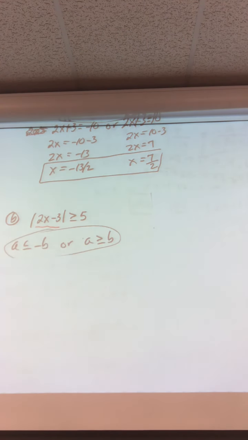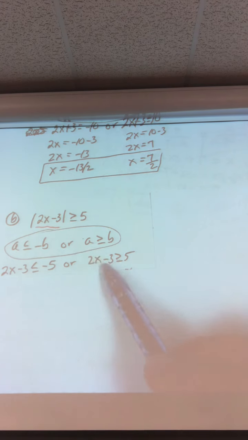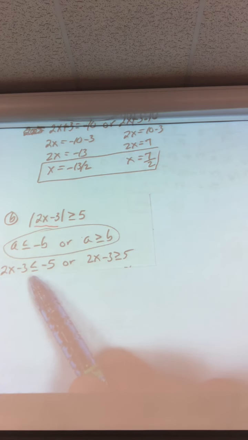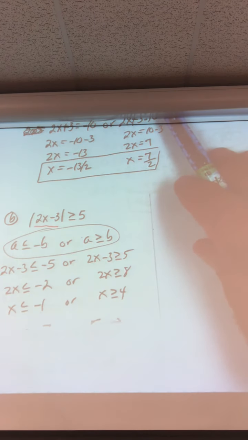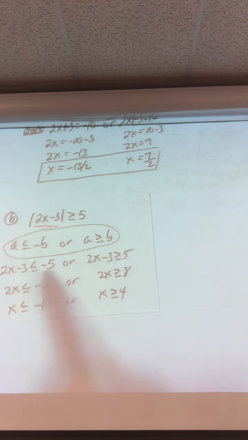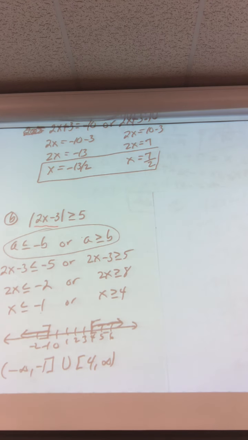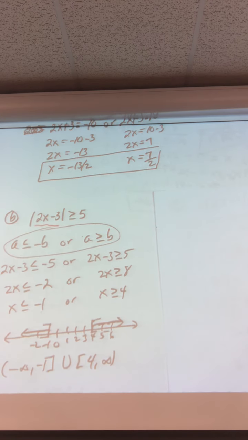Go back to your videos to see where these formulas come from. Now replace A with 2x minus 3. Replace B with 5. But this has a negative with it because that's the formula, and that's a less than or equal. Then solve each one of these separately. Add 3 to both sides, divide by 2. Add 3 to both sides, divide by 2. Then we graph and do the interval notation to that as well.